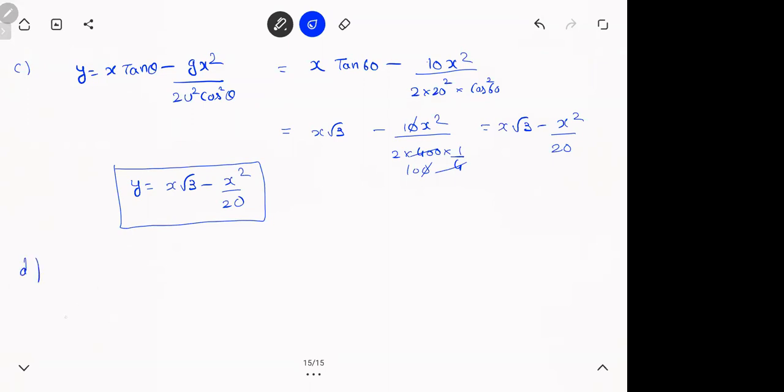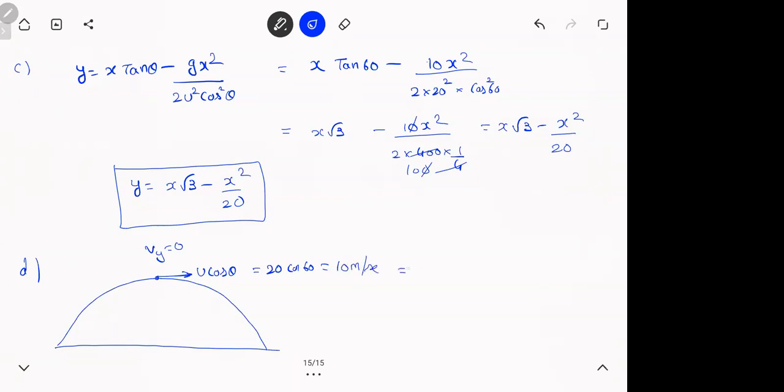Then the fourth question was find the speed at h max. I know at the maximum height, the speed is u cos theta and vertical velocity is 0. So this would be 20 into cos 60, which is 10. So at h max, the speed will be only the horizontal velocity. That's your fourth question. Because at the maximum height, the vertical component is 0, the only velocity there for you is the horizontal one. That's your C and D.